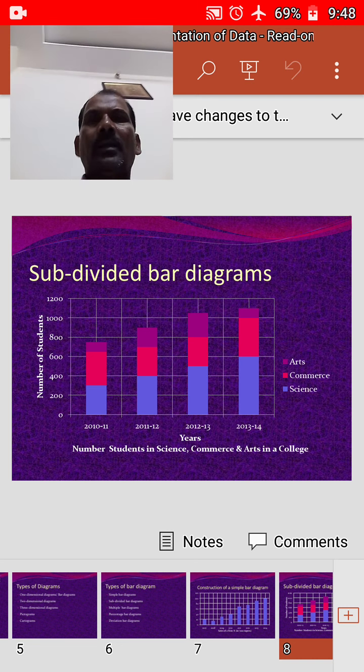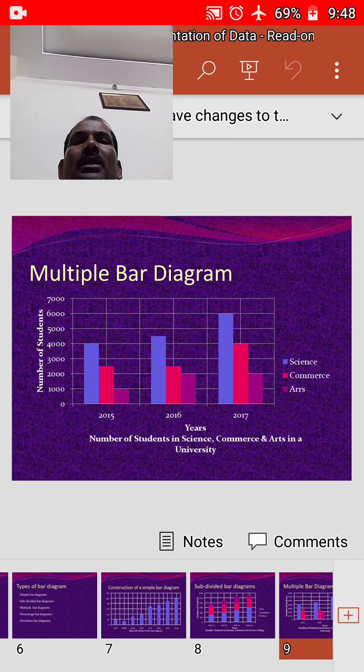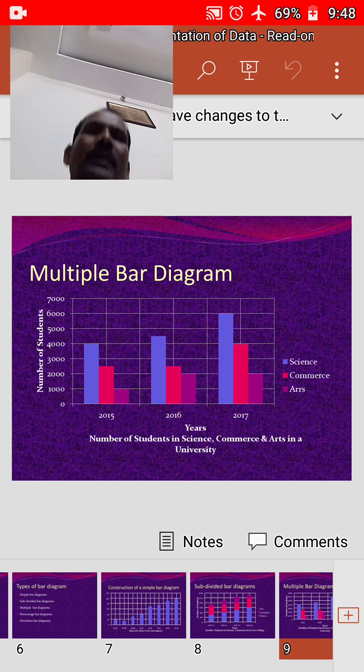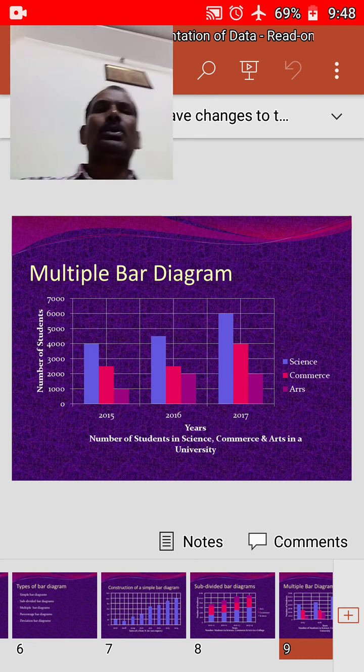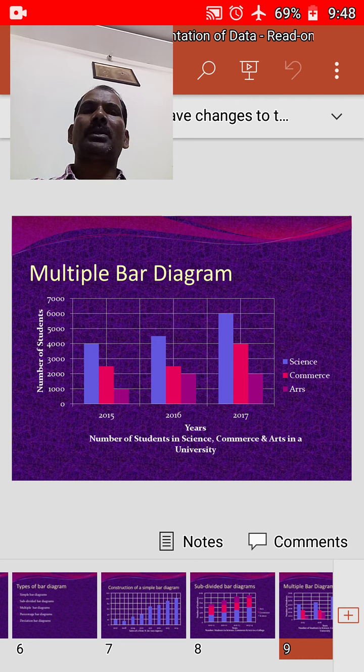Next, multiple bar diagrams. Multiple bar diagrams are constructed to present data where comparison between two or more variables is needed. Construction of a multiple bar diagram resembles the simple bar diagram. The only difference is that the simple bar diagram is used to present the data of a single variable, whereas a multiple bar diagram is used to present the data of two or more variables.